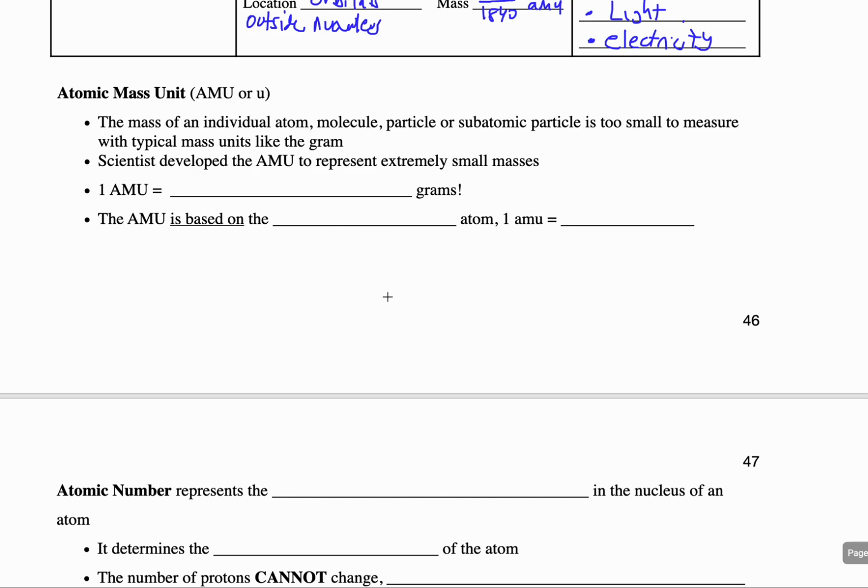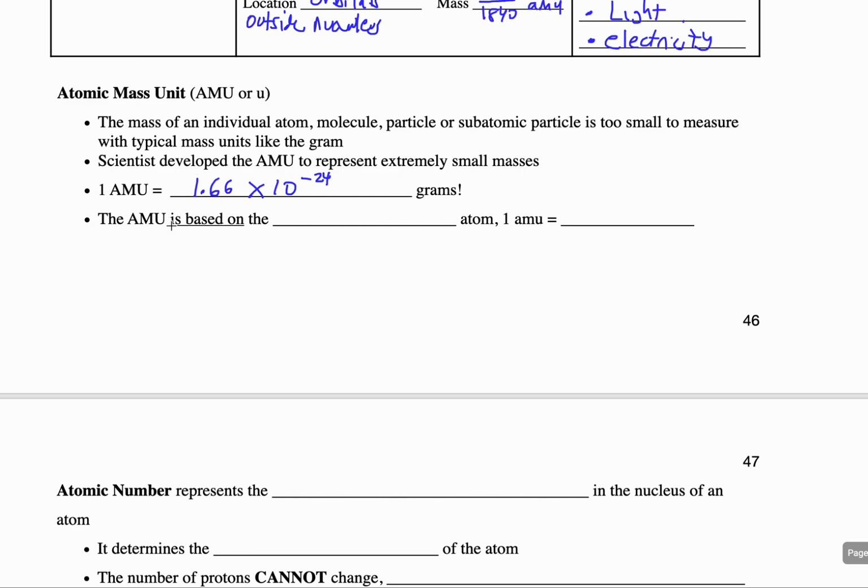Now, I threw out that term AMU, or atomic mass unit. So this is a unit that scientists developed to represent the masses of individual atoms, molecules, particles, or subatomic particles, because their masses are insignificant compared to an everyday gram. So 1 AMU relates to a gram. So 1 AMU is about 1.66 times 10 to the minus 24 grams. So an AMU is significantly smaller than a gram.